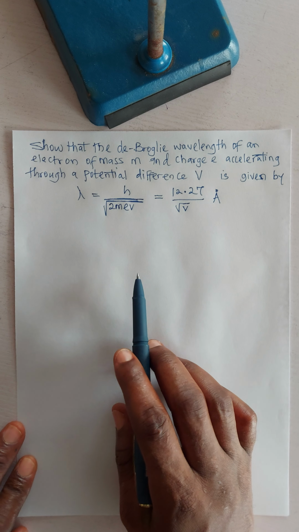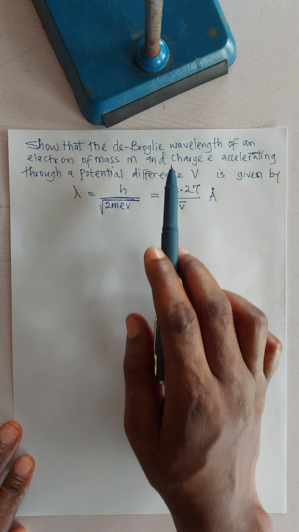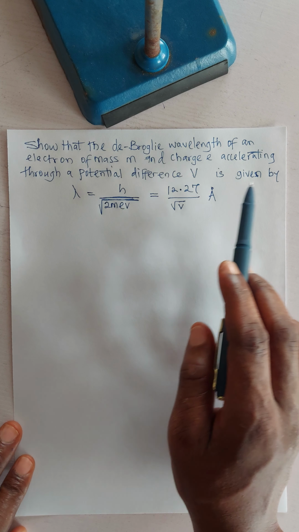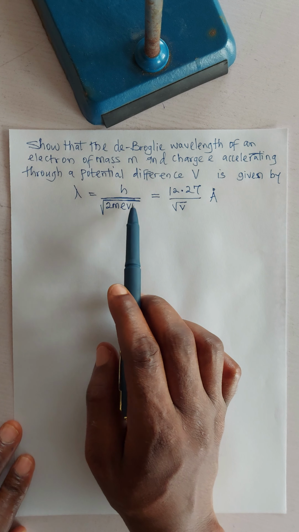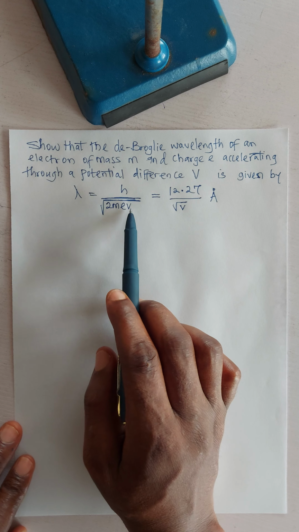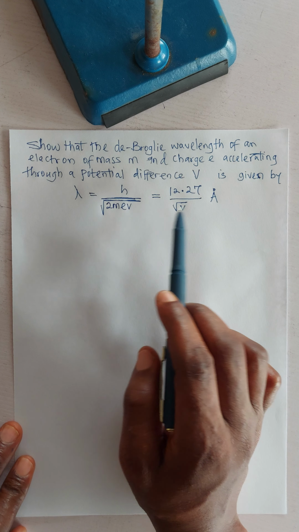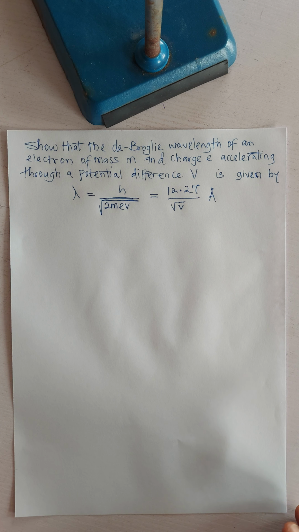Show that the de Broglie wavelength of an electron of mass m and charge e accelerating through a potential difference V is given by lambda equal to h over square root of 2meV, which is also equal to 12.27 over square root of V Angstrom. This is the question I will be solving in this video.